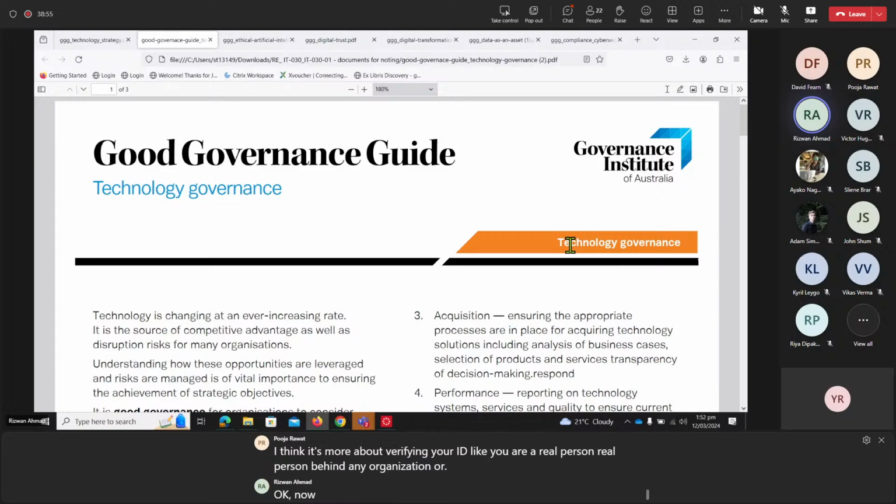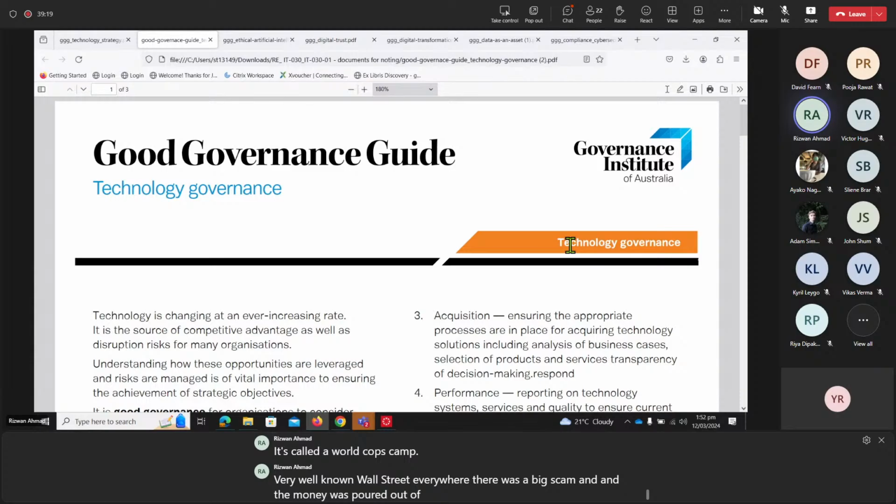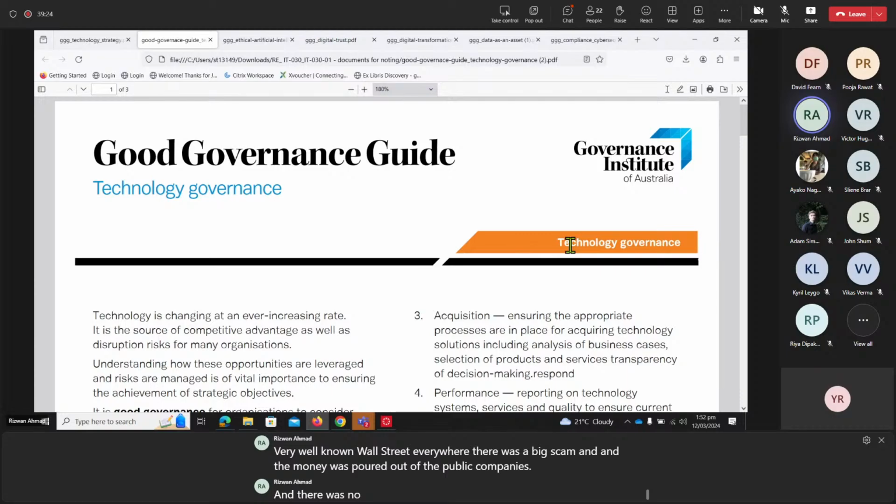Okay. Now all of you need to start thinking like managers. Just an example, I'll tell you how it works. In the 1990s there was a big scam in the United States, called the WorldCom scam, very well known. On Wall Street, everywhere, there was a big scam, and money was poured out of the public companies, and there was no evidence of where this money went.